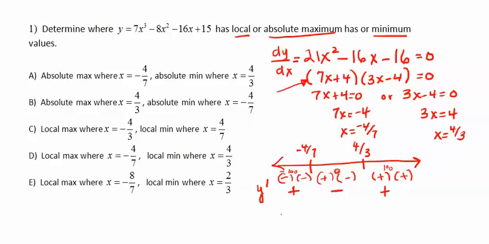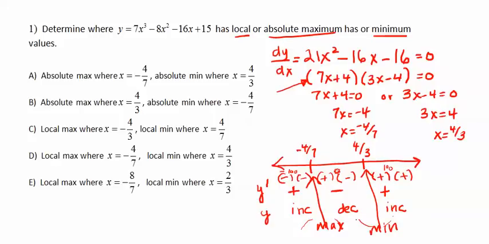Now why is that important? Because we know that if the first derivative is positive, our function is increasing. And if it's negative, our function is decreasing. So what we have here are the intervals over which our function is increasing and decreasing. But moreover, if a function is increasing and then decreasing, this gives us a max at this point. And if the function is decreasing and then increasing, this gives us a min at this point.